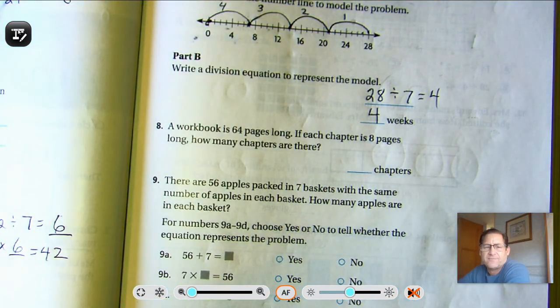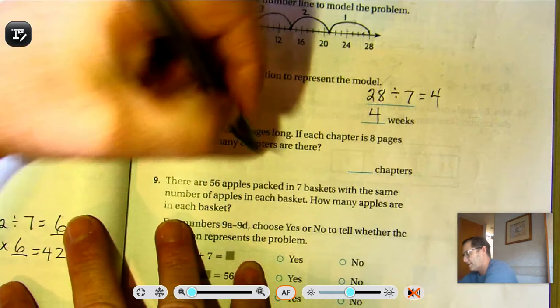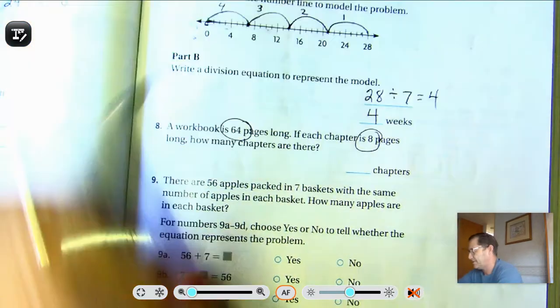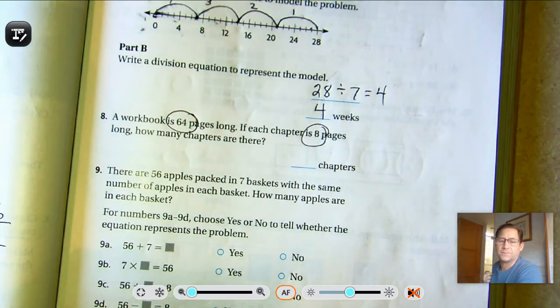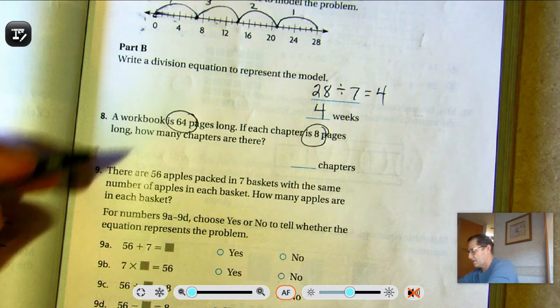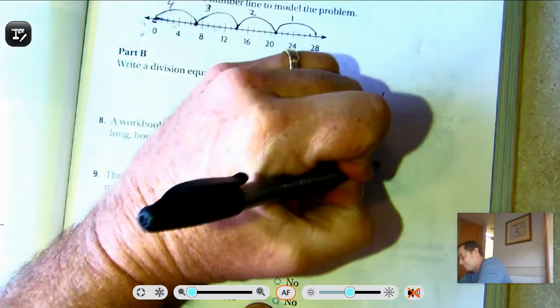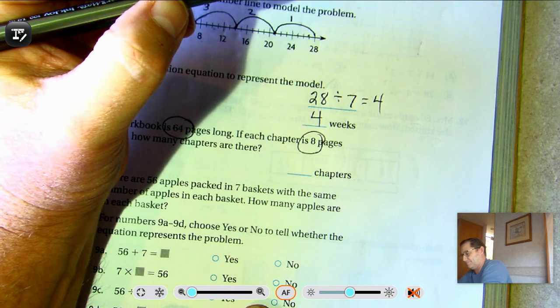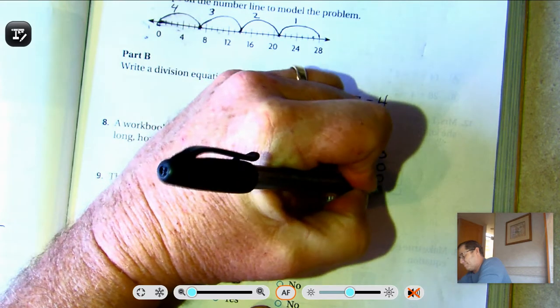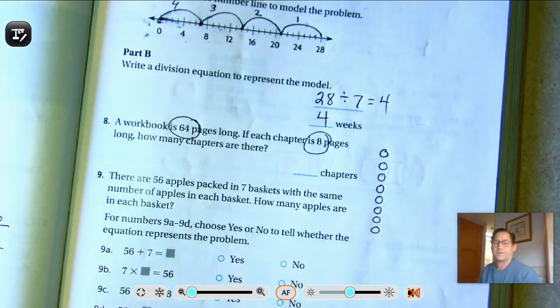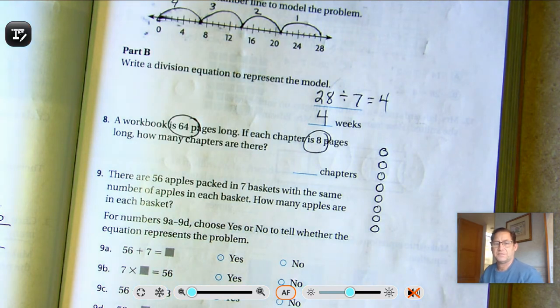A workbook is 64 pages long. If each chapter is 8 pages, how many chapters are there? 64 pages long. Each chapter is 8 pages. Well, let's make an array. So we have 8 pages, and we're going to keep adding to the 8 until we get to 64.